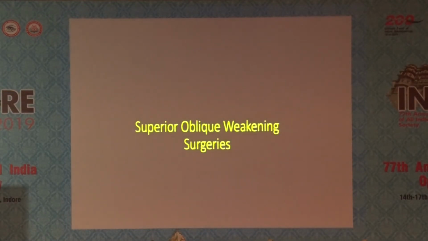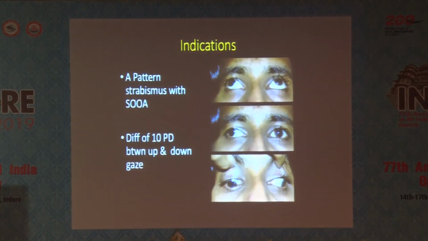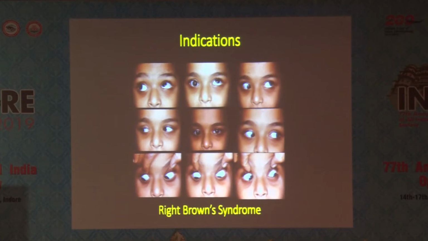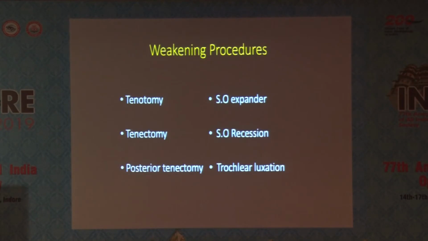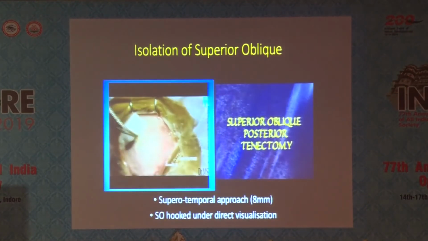Coming now to misbehaving superior obliques, which is a little more difficult to tackle. Now, indications for superior oblique recessions would be A pattern and Brown syndrome. I'll quickly wrap it up. And the weakening procedures could be tenotomy or a posterior tenectomy, which is commonly done.